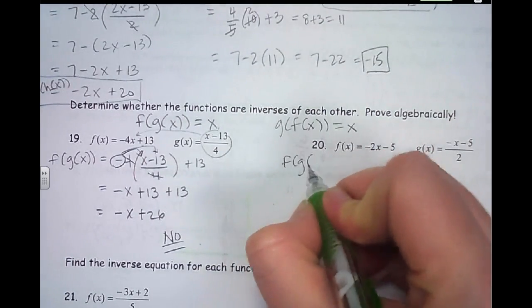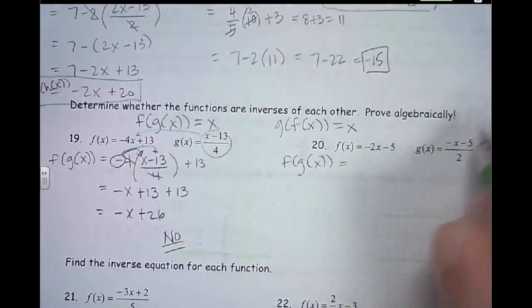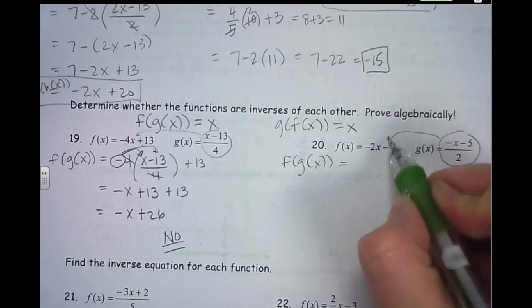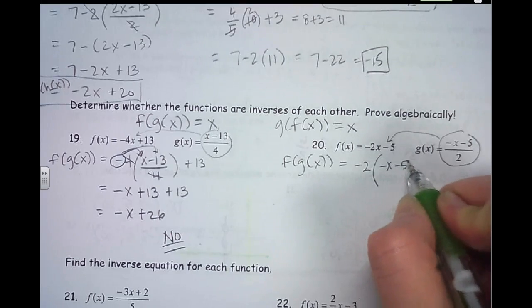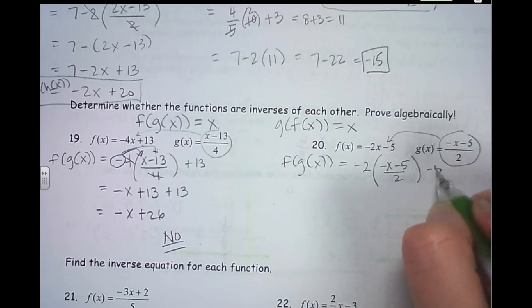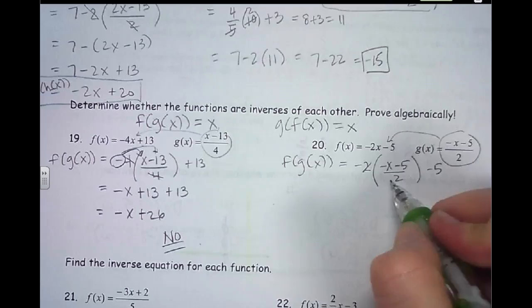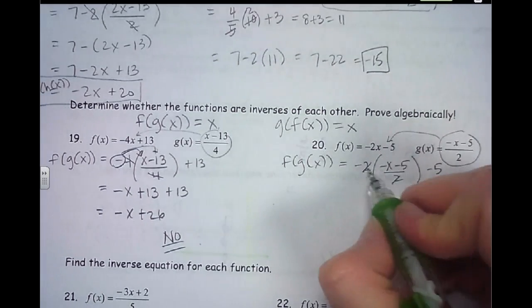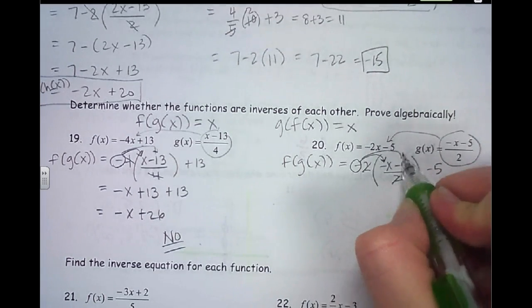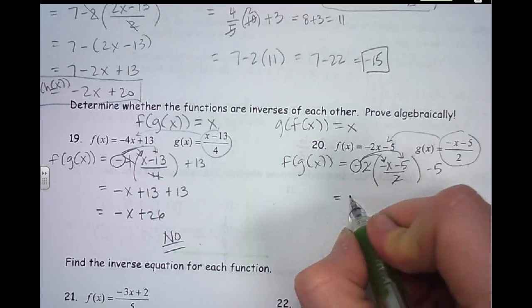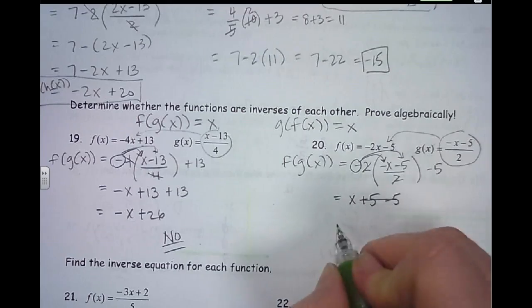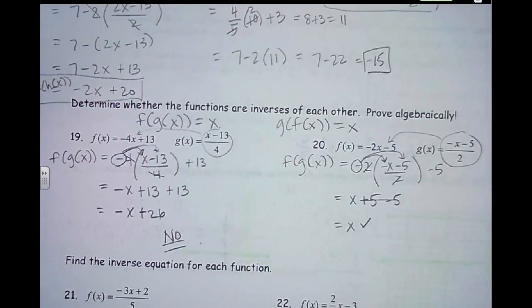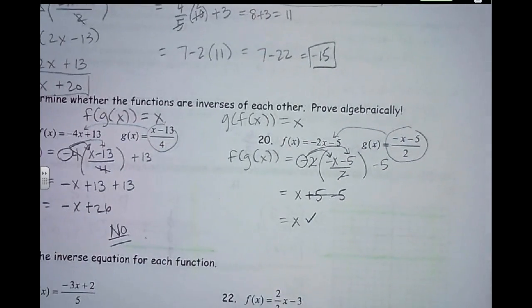So I'm going to do f of g of x first. I'm going to put this whole thing into this x here. Negative 2 times negative x minus 5 divided by 2, minus 5. The 2's cancel. Be careful with this negative sign. I'm going to distribute, so positive x plus 5 minus 5. Those cancel and I get x. So that worked. You have to check the other one.